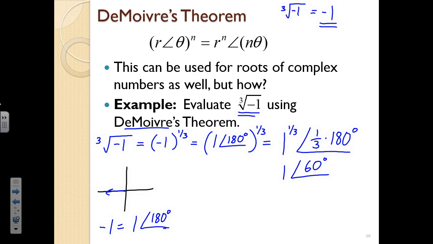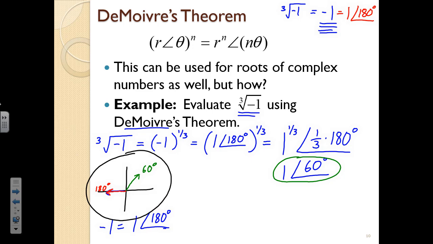But wait a minute. 1 at 60 degrees, where would that be on the Cartesian plane? We already showed that -1, this root, is right here off to the left. But this one right here, 1 at 60 degrees, this root also has a magnitude of 1. It's right there. So the first one we knew about, -1, that was the same as 1 at 180, and that one's right here. So there's two versions of the cube root of -1. But you know what? There's actually a third one.